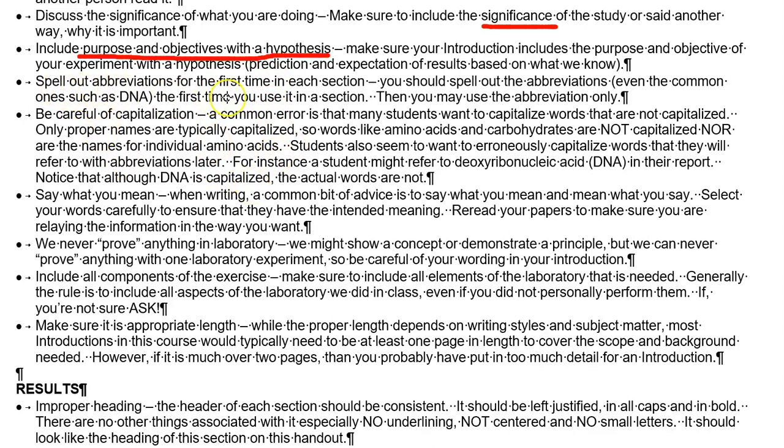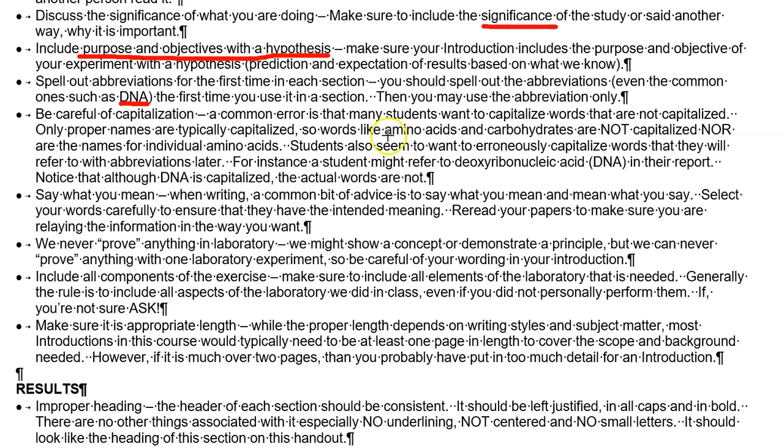In a paper, you should always spell out abbreviations the first time in each section. You should spell out even common abbreviations. In fact, as an example, most people would understand if you just wrote DNA, but if you say deoxyribonucleic acid, then some people go, huh? Oh, DNA, okay. But once you've done it once in a section, you can use the abbreviation again and again and again. One of the more common errors I see is capitalization.